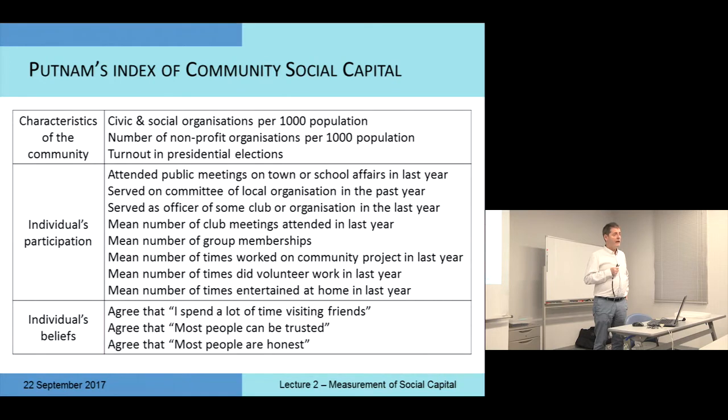Now, I've got a very small flat, and that makes entertaining at home rather difficult. So, have I got less social capital because I've got such a small flat? Maybe.